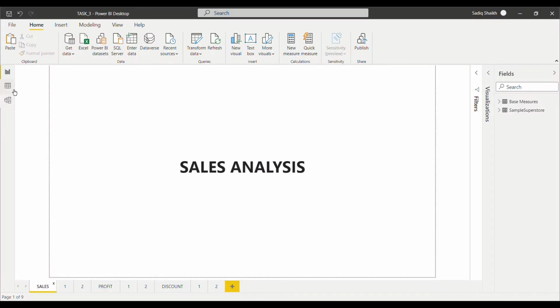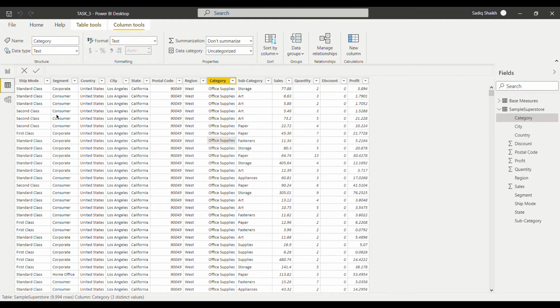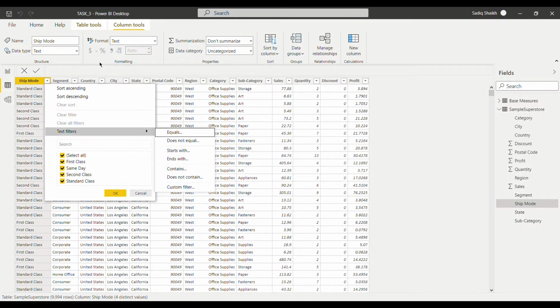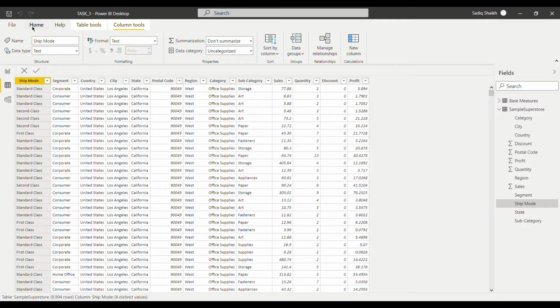Here is the dataset. The dataset has all these columns. It's a sales dataset, and this dataset had a few null values. So the null values have been fixed by removing the empty values using the filters over here and performing the ETL. So how can we do this?